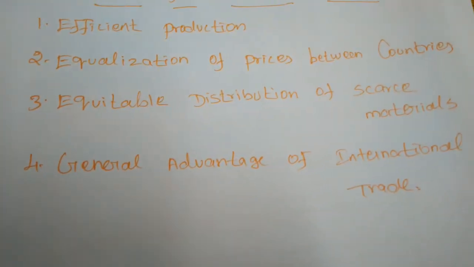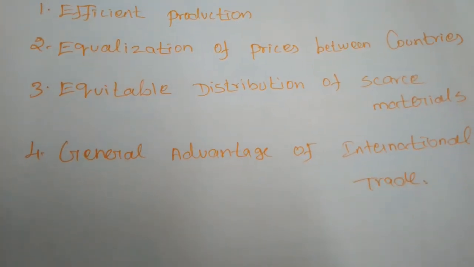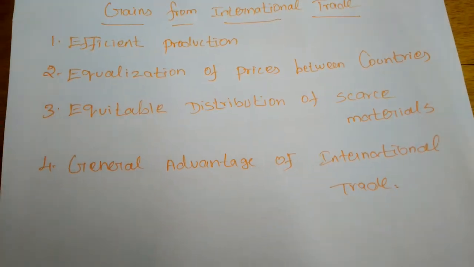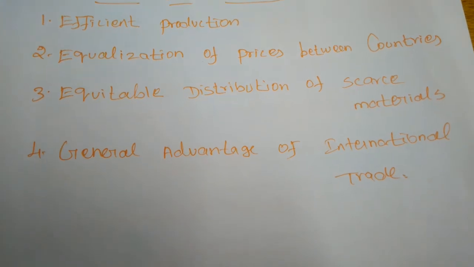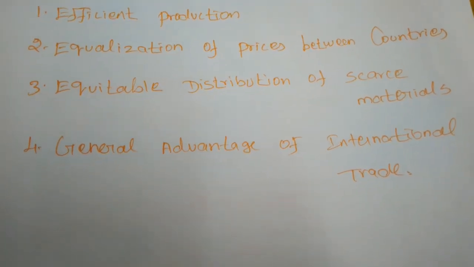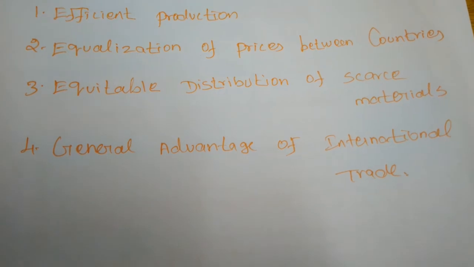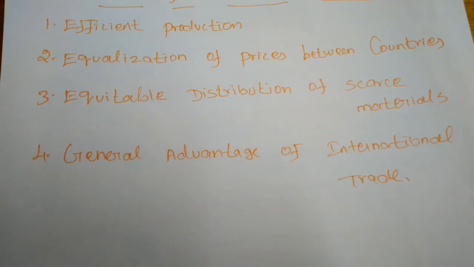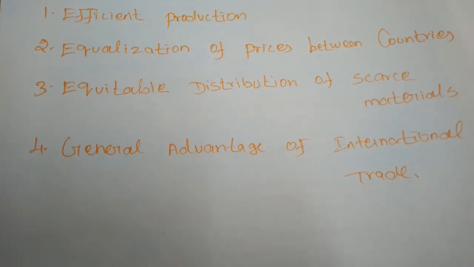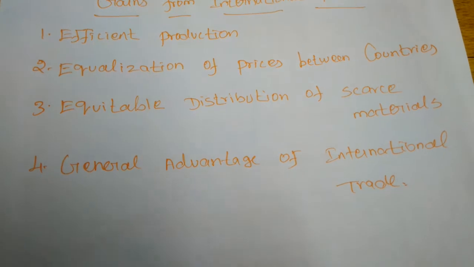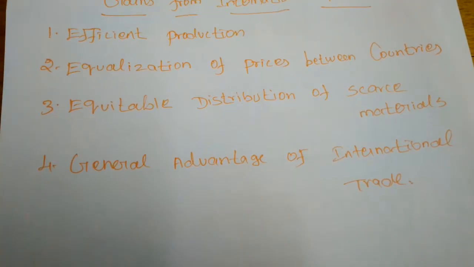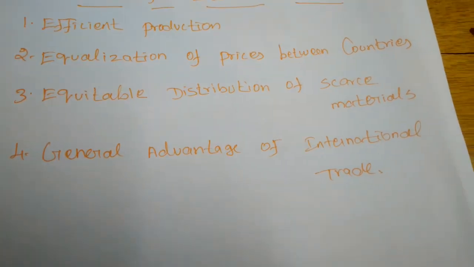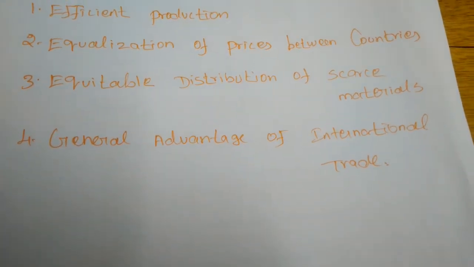Next, equalization of prices between countries. The prices of goods are equalized between the countries. So when we undertake international trade, the prices of goods will be equalized among all nations. The difference is only with regard to the cost of transportation. Except for the transportation cost, the price will be the same among the different countries.